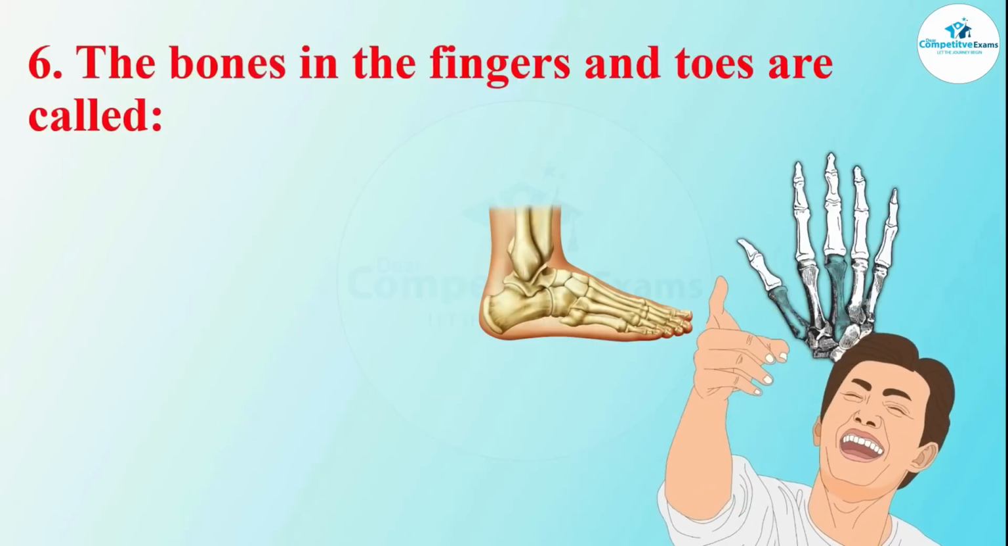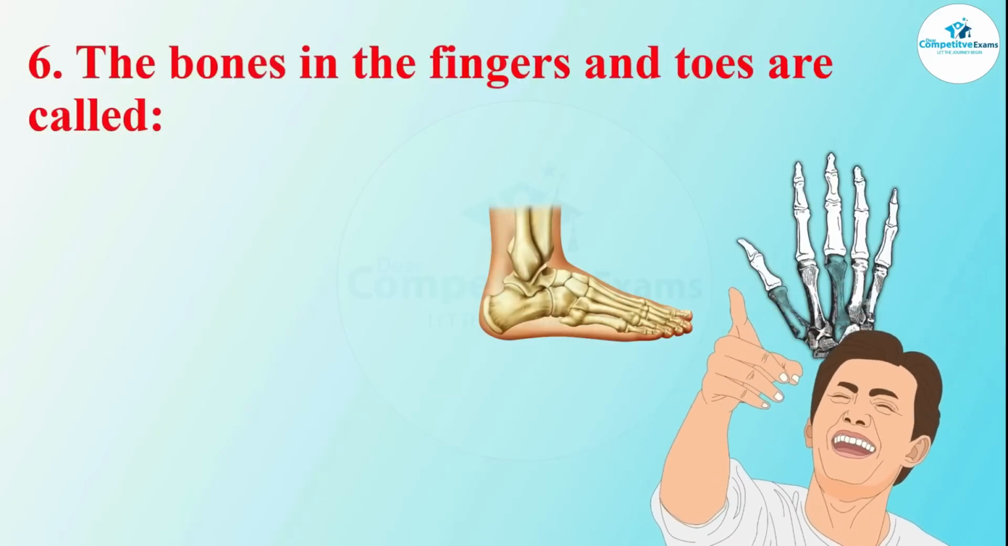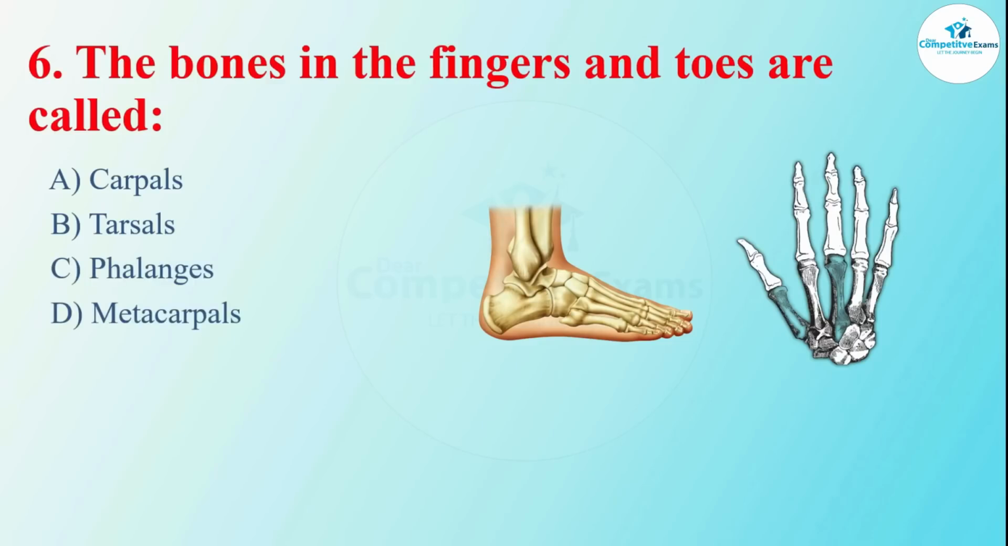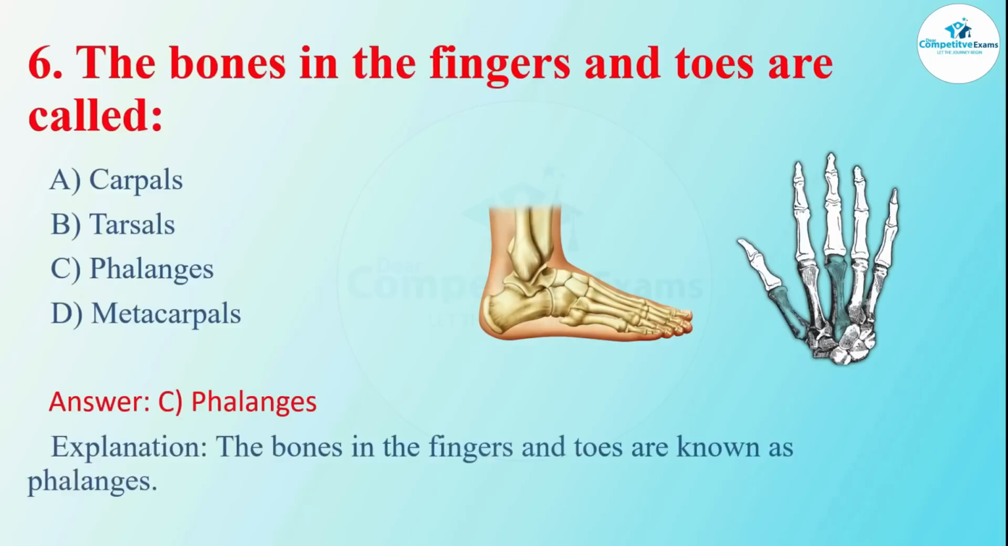The bones in the fingers and the toes are called? What do we call those bones which are there in our fingers and toes? Your answers are carpals, tarsals, phalanges, or metacarpals. The answer is they are known as phalanges. The bones in the fingers and the toes are known as phalanges. Right? Let's move on to question number 7.